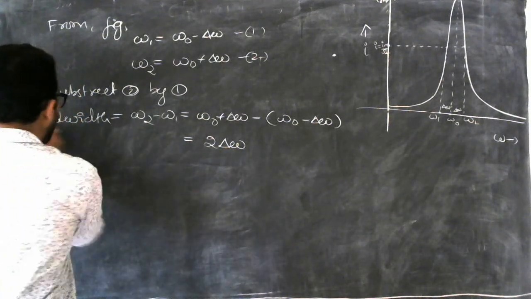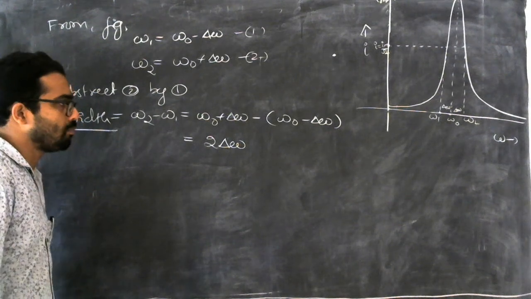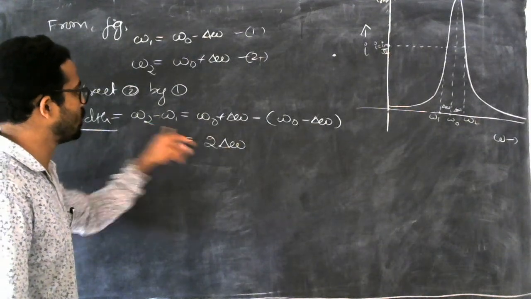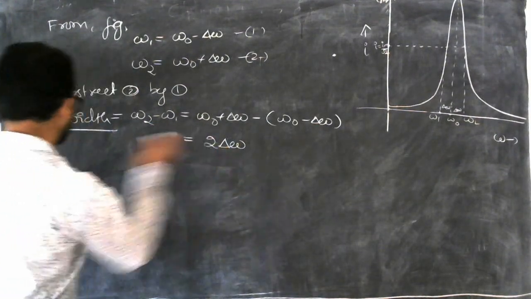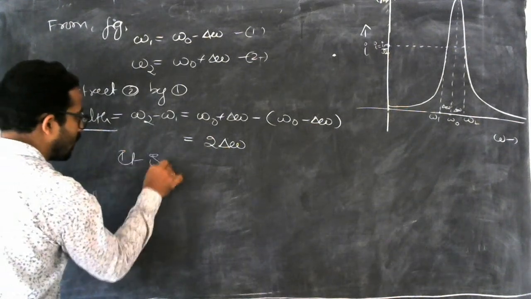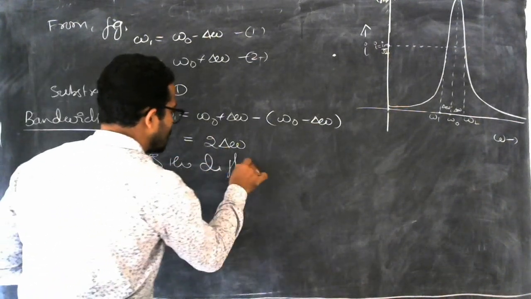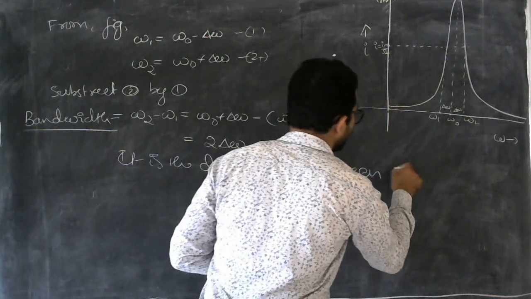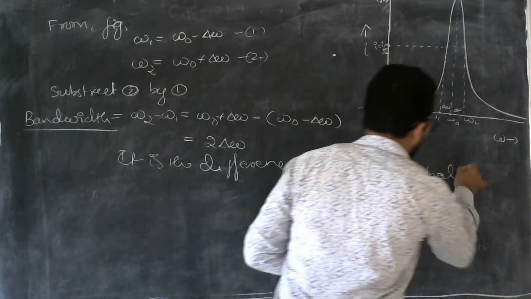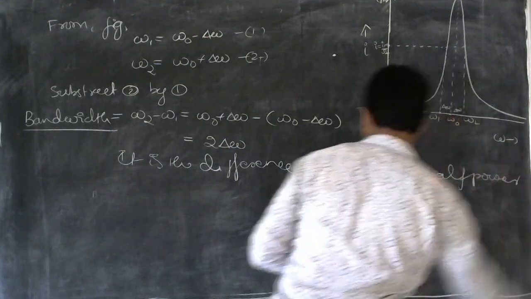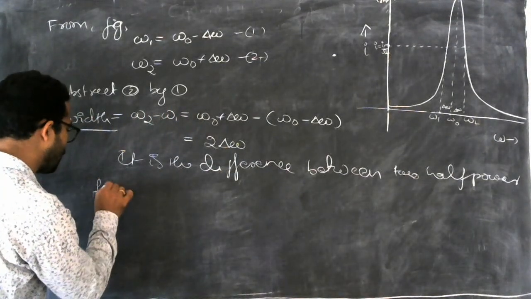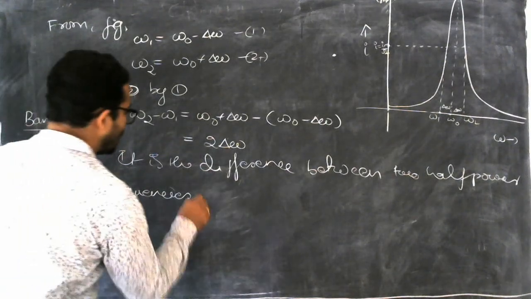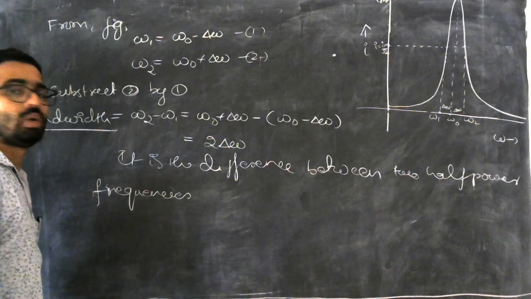Then how to define this bandwidth? Bandwidth is the difference between the two half power frequencies. It is the difference between two half power frequencies, called as a bandwidth. And the value of bandwidth is 2 delta omega.